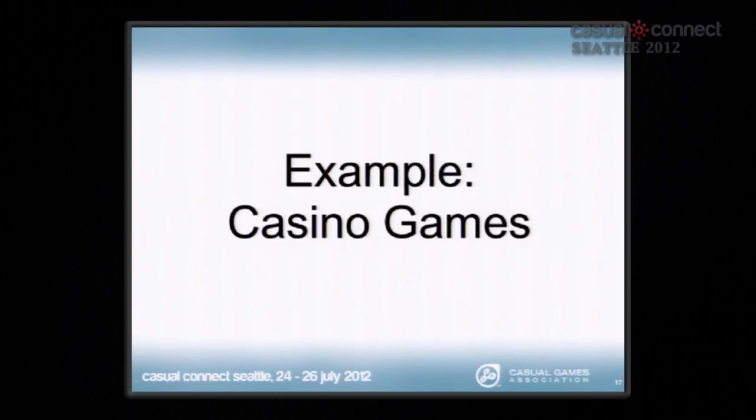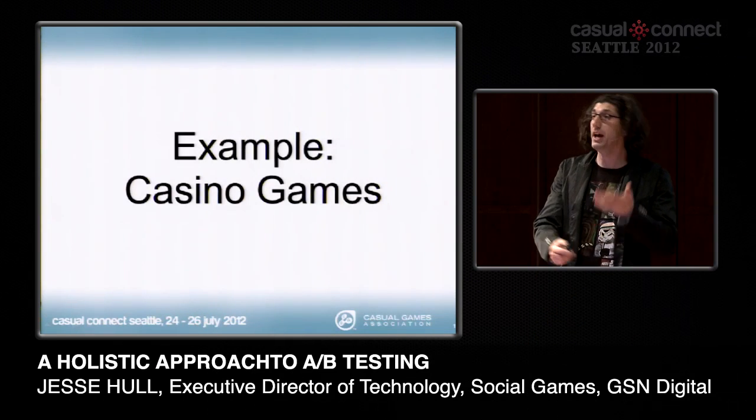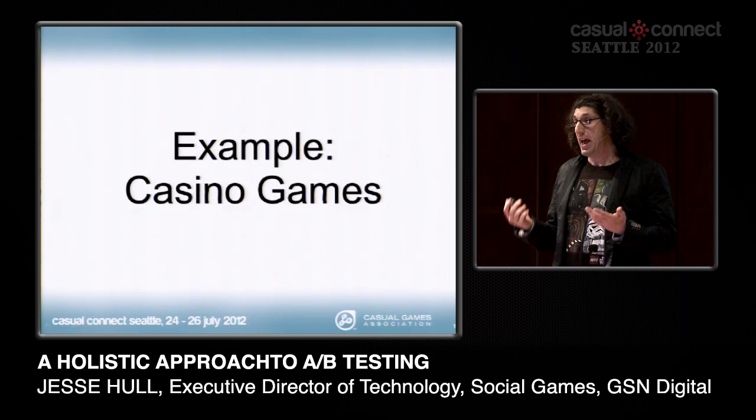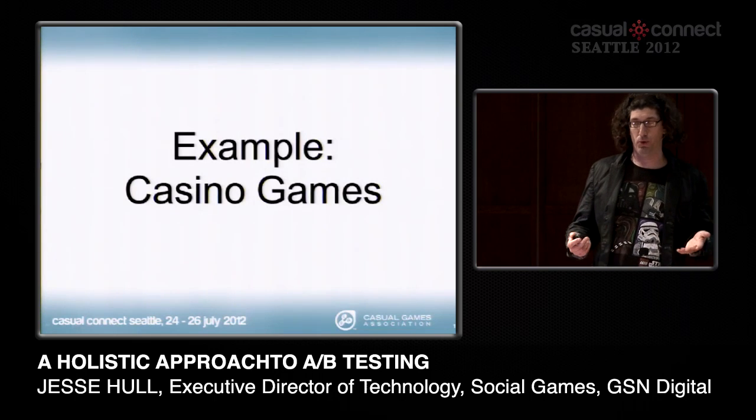So I'm going to give you an example of how we did this at GSN. We had some luck in casino games. And by casino games, these are games where the user isn't betting real money. We're giving them free tokens every day. They can play with those tokens in games like slot machines. And then if they run out of tokens, they can buy more, or they can just come back the next day to get more free tokens.